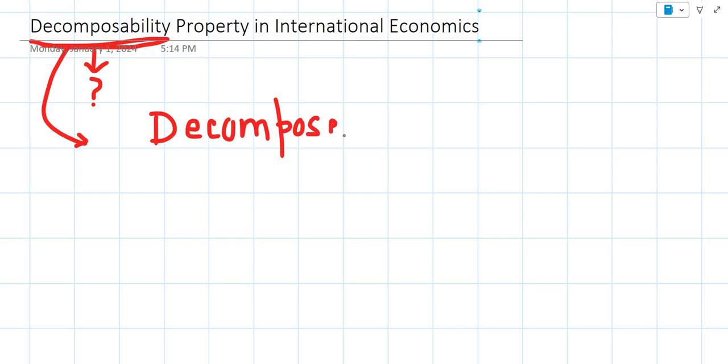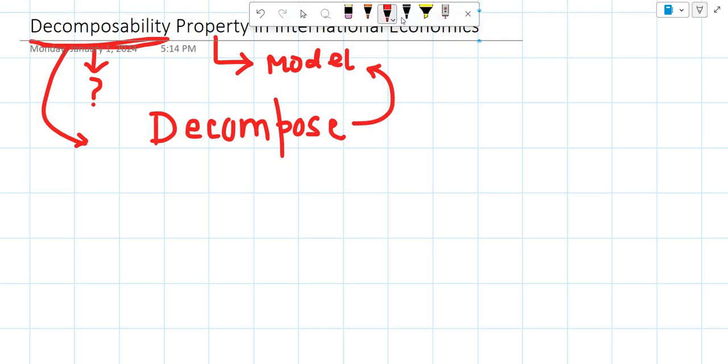Now, if you're talking about the decomposability property, it means something has to be decomposed, and you might know that decomposability properties are applied to some models. So the obvious issue is that we'll have to decompose some models. Now, what are the models that we can decompose? Let's think of something for the time being. Let's remember the issue of the classical dichotomy, for example. So let me write down classical dichotomy.